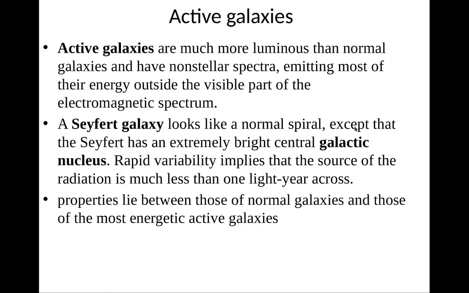So you might wonder how that happens, right? It turns out active galaxies are far more luminous than normal galaxies and have non-stellar spectra, emitting most of their radiation outside the visible part of the electromagnetic spectrum. So a Seyfert galaxy looks like a normal galaxy, except that it has an extremely bright central galactic nucleus, right? The rapid variability, the rapid timescale on which it changes, implies the source of radiation is very small, less than 1 light year across, right?